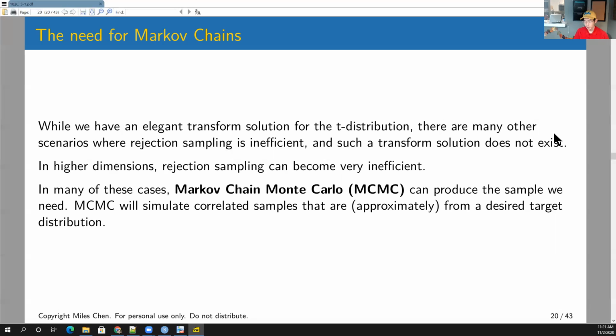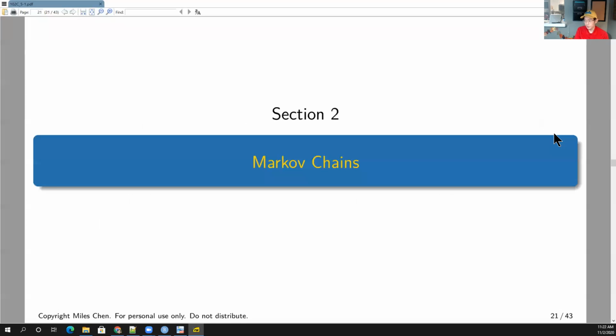And these can produce the values that you need. The key difference here is that with Markov chain Monte Carlo, you end up creating correlated samples, where the next value depends on your current value. But the resulting values that you get do come from some kind of desired target distribution. So you're going to get correlated samples that fit a desired distribution.